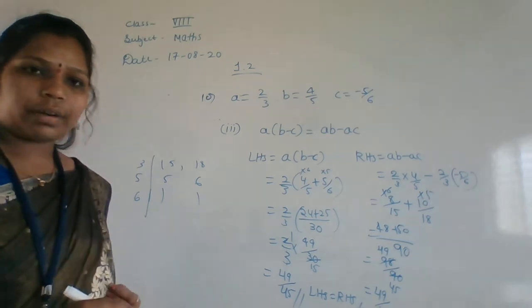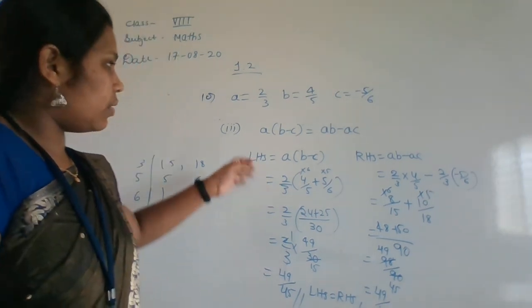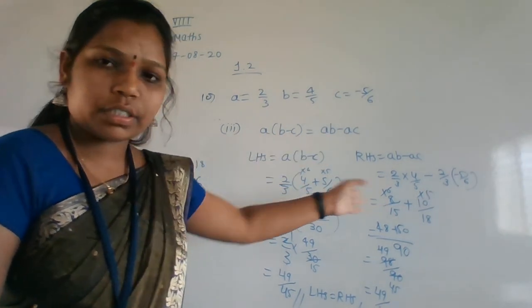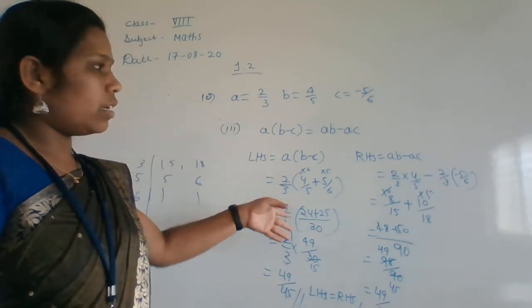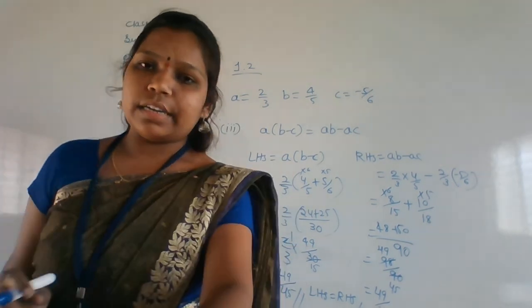So very fine. Okay. I hope everyone understood this one. Just take the LHS as well as the RHS value and substitute the values of all the A, B, C. Then do the problem. You will get the answer.